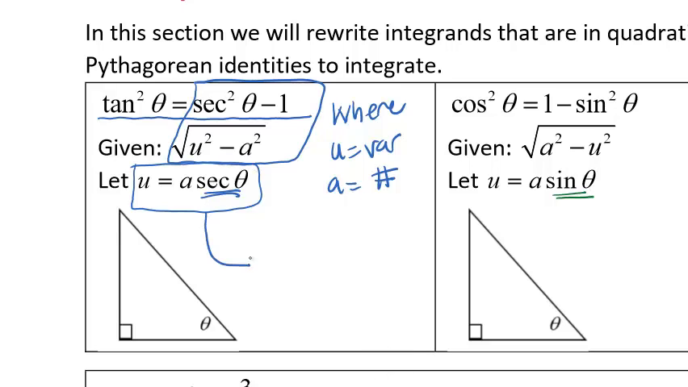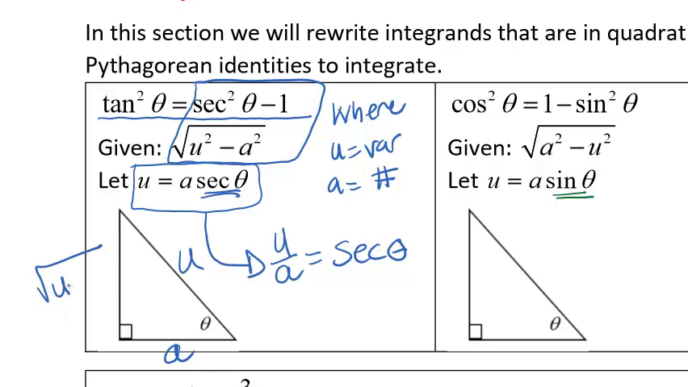Then we are going to build a triangle from here. So solving for secant, I'd get that u over a is equal to the secant of theta. And then if, again, this is my right triangle, we know that the hypotenuse would equal u, the adjacent side would equal a, and then using the Pythagorean theorem, we'd end up with this opposite side being the square root of u squared minus a squared.